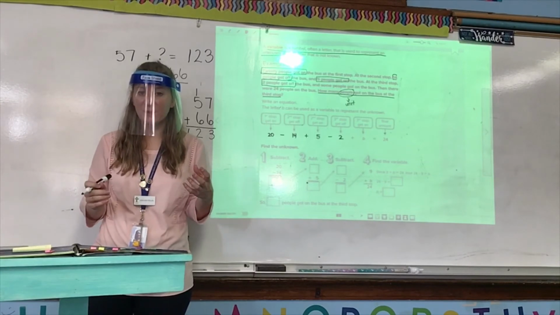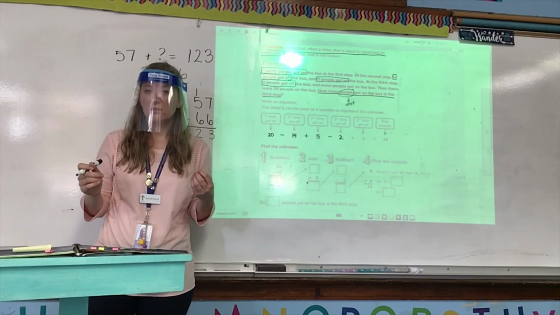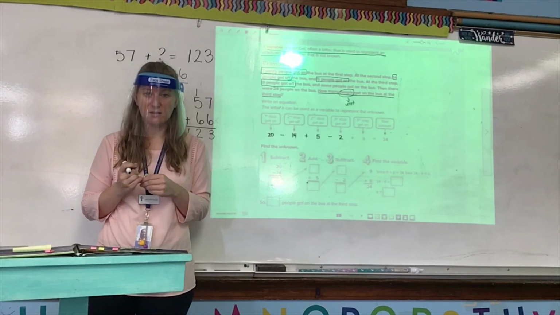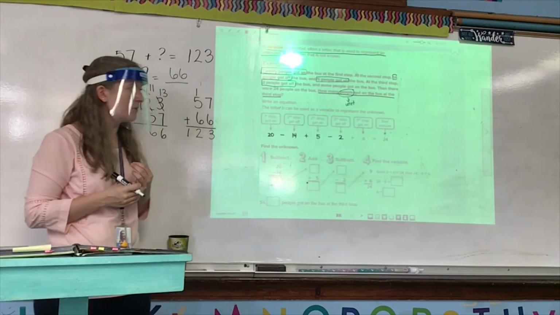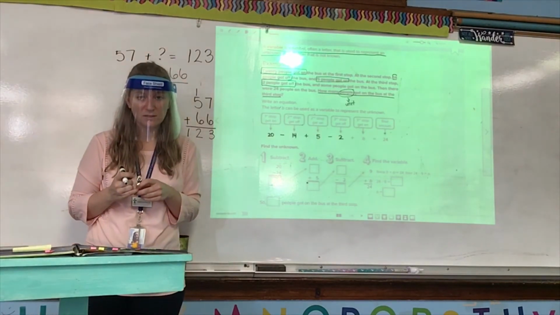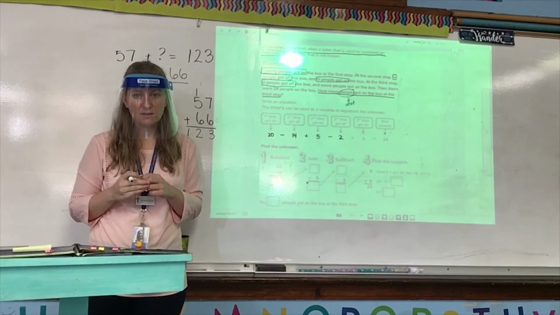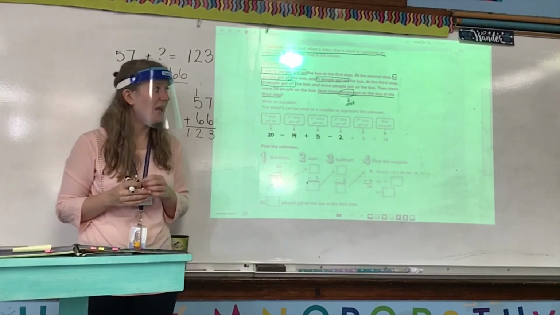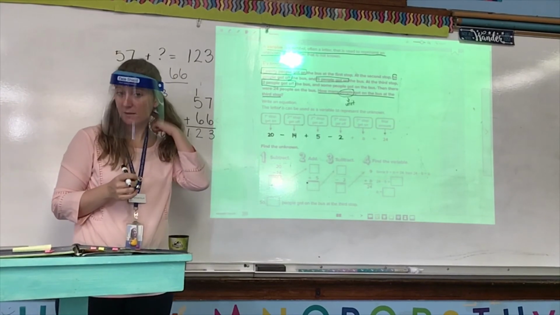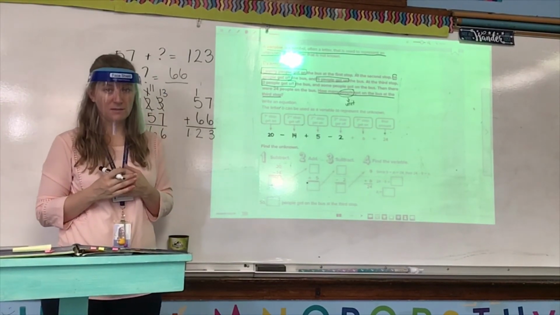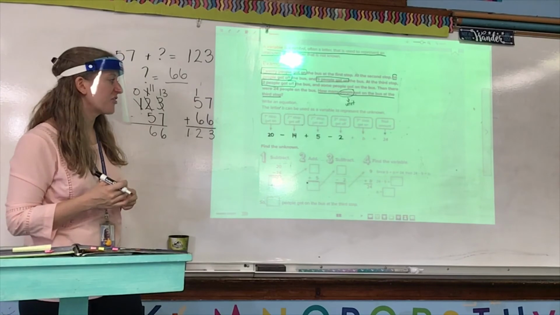Our unknown is the number of people that got on the bus at which stop? Third stop. At the third stop.